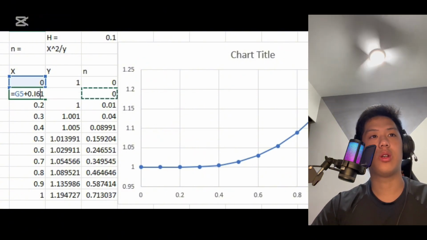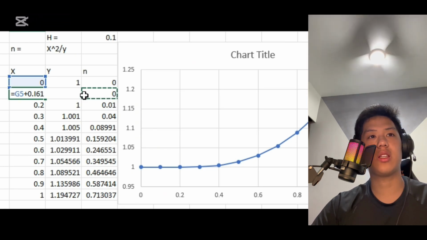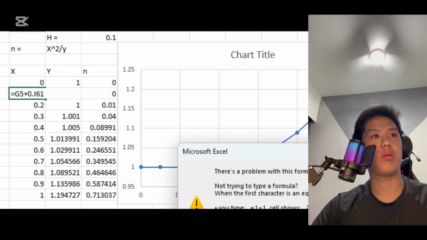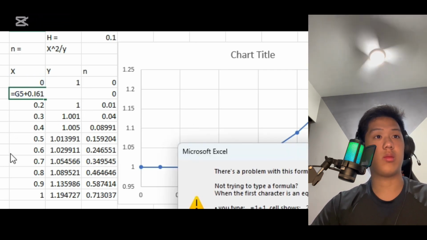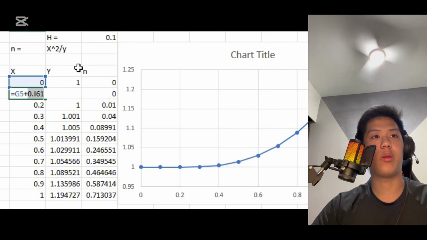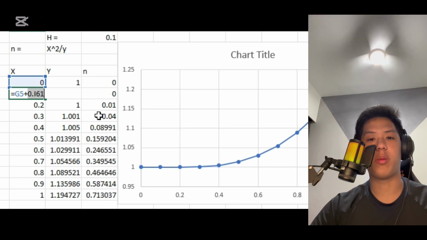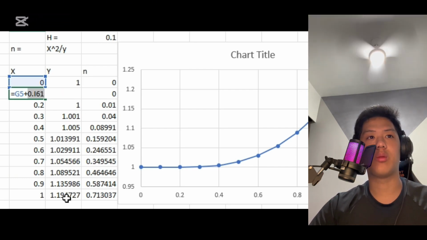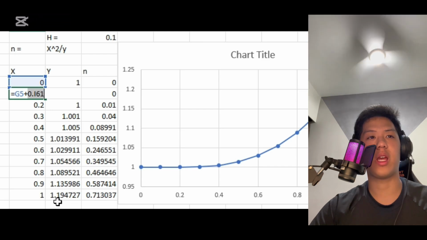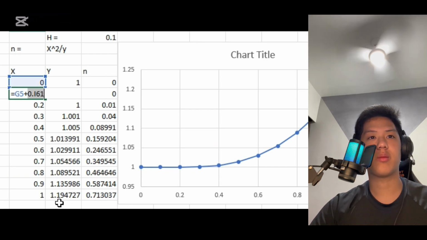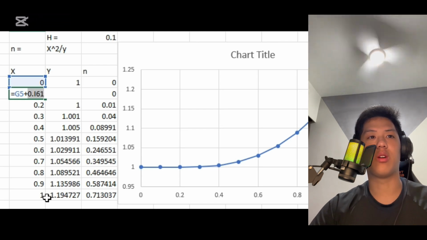The y value will be increased by our dy over dx, following the previous formula that we mentioned earlier, and it'll be as so, which will then give us a value of 1.194727 when x equals 1. So y(1) will give us an approximate value of 1.19.